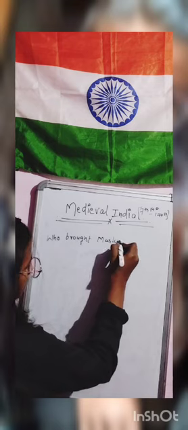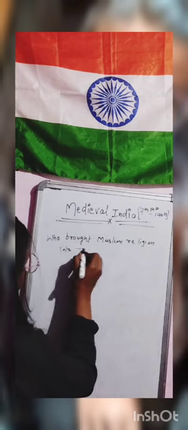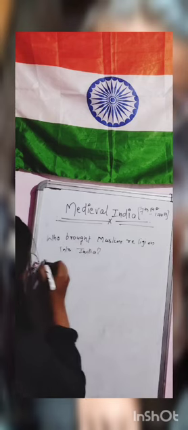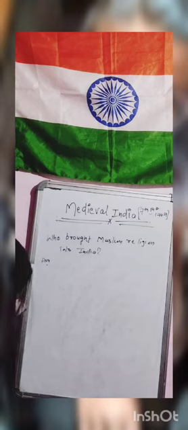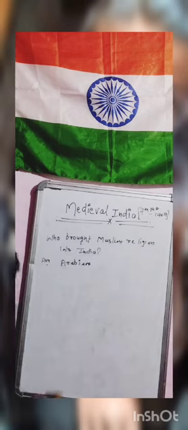Now, the question is, who brought the Muslim religion into India? So there were the Arabians who brought the Muslim religion into India, and they first came on the Coromandel coast, which was in Kerala. Coromandel coast is also present in Kerala nowadays.